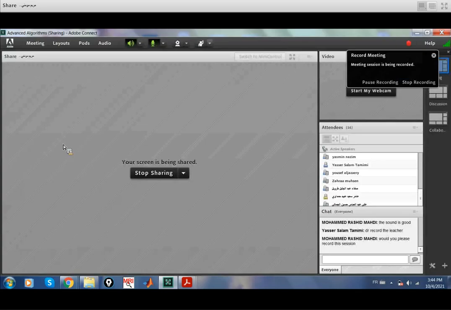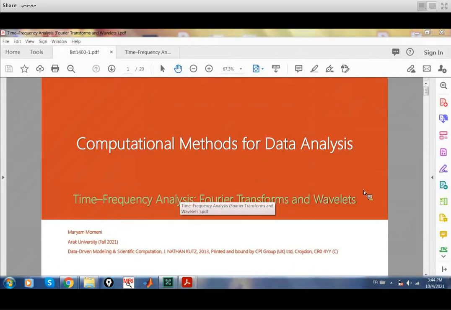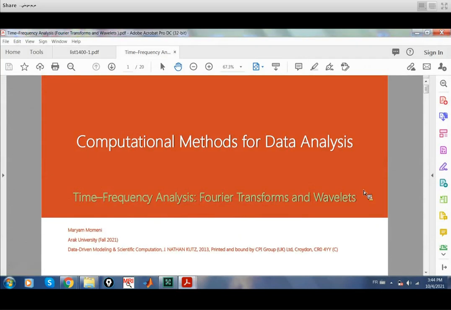Okay, in the name of God, we start the third session for our course. As you saw in the previous sessions, we started our course and the topic was the fundamentals of machine learning. And we explained some phrases, some words in this field.